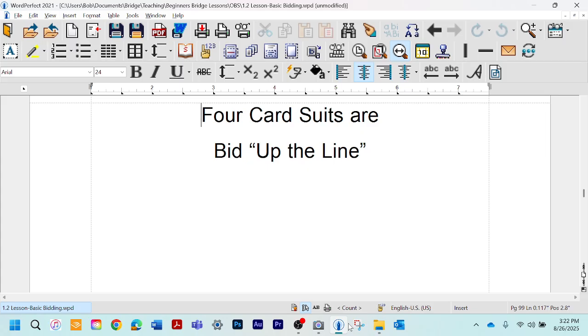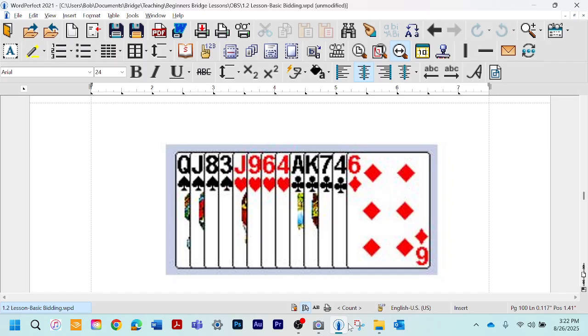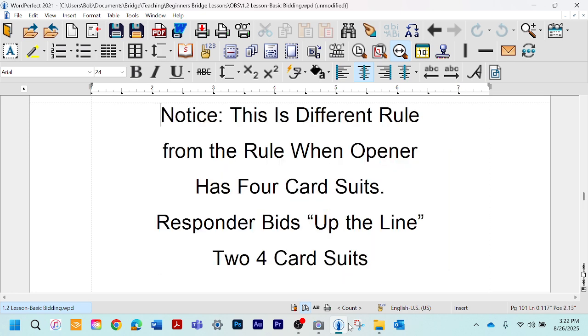4 card suits, bid up the line. So if you had the same situation, partner opens a diamond, and you've got, well, clubs, hearts, and spades. You don't want to bid the clubs because your first job as a responder is to try to get to a major suit. So you'd want to tell him about the major suits. So in this particular case, with 4, you bid up the line. Now, how do you know which one to do? Well, you just got to memorize it. There's a different rule when the opener has 4 card suits. Responder bids up the line with 2 4 card suits.